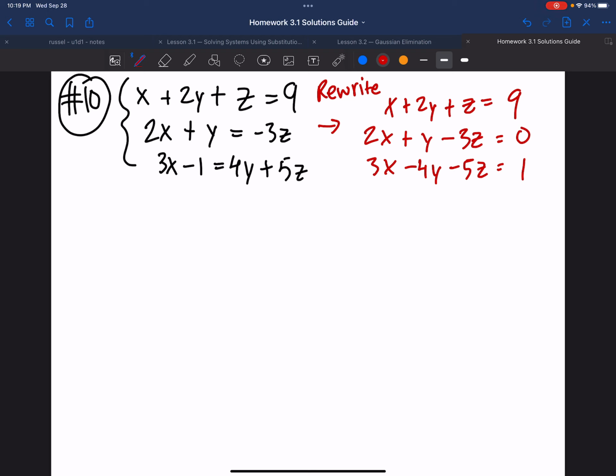And if you don't know how I did that, Google how to rewrite an equation in standard form, because that's all I did. Look, I got x, y, z over here, x, and then y, z need to come over here, and then this negative 1 needs to go over there. Okay? That's what I did. All right.